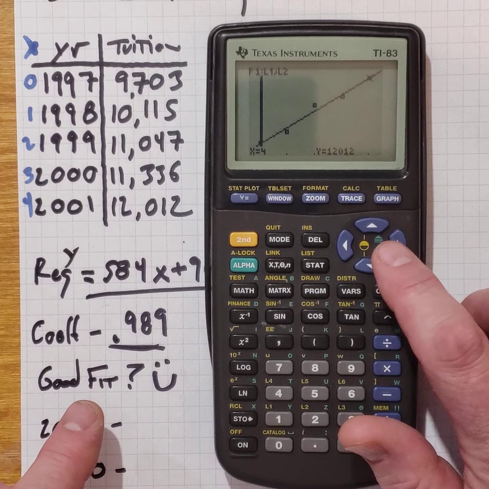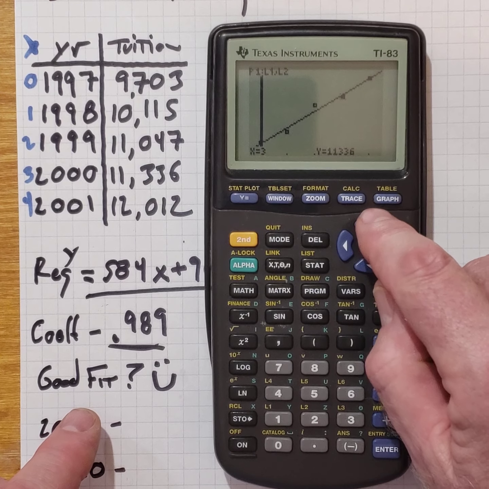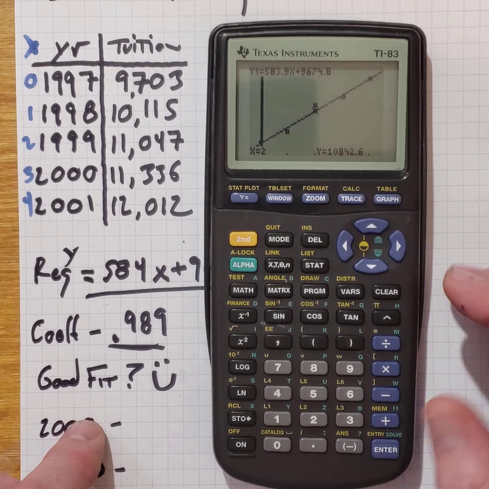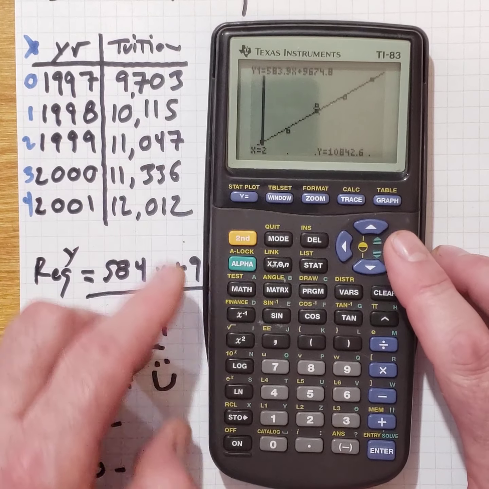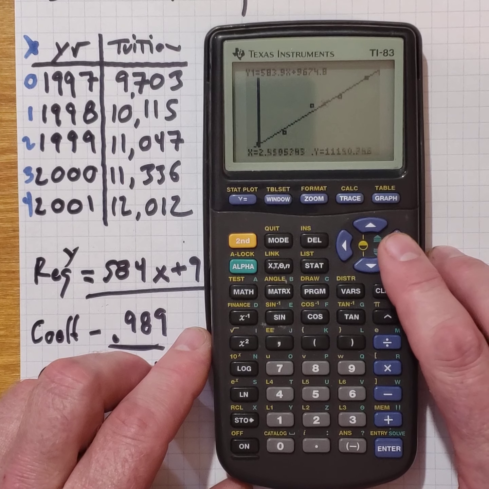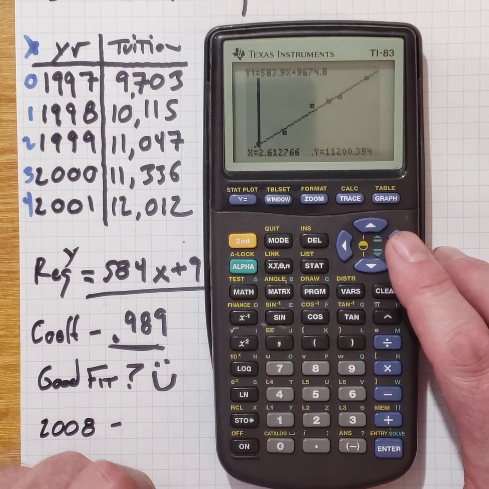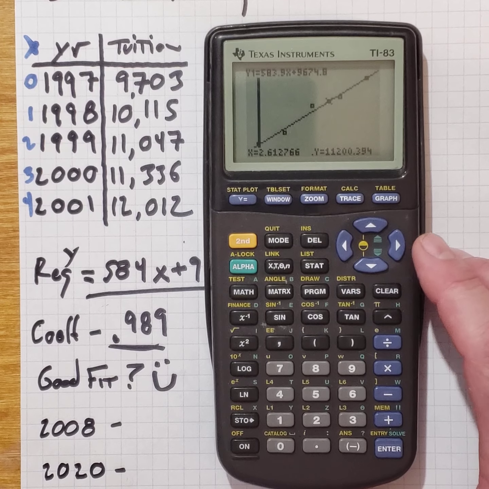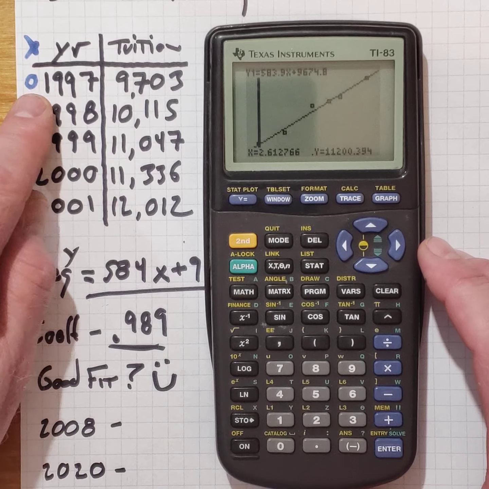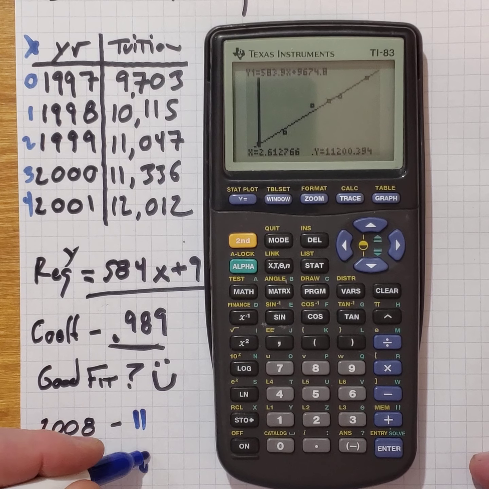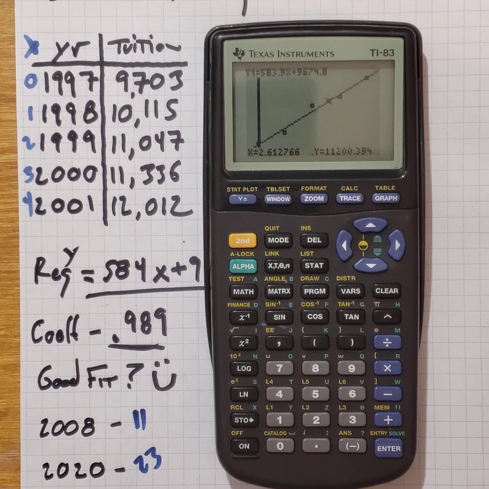I want the line. So in order to get to the line, I can hit either up arrow or down arrow, and it will toggle between the points and the equation for the line. So if I'm on the line there, now I can move along, and you can see the cursor move, and it will tell me not what the table says, but what the line would predict for any particular year. So if I want to know what the line would predict for 2008, well, how far is that from 1997? That's 11 years from 1997, and 2020 would be 23 years.